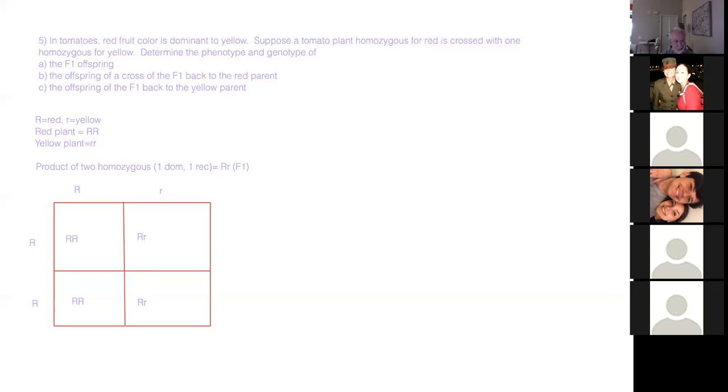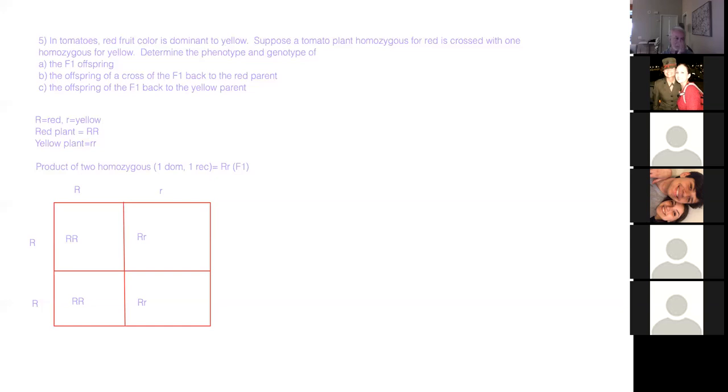Okay. So the phenotype and genotype of the back cross of F1 to a red parent: I would get 50% big R, big R, 50% big R, little r. Those are my genotypes. I would also get what as far as color? It would be 100% red, because red is dominant to yellow. So the heterozygotes, the big R, little r's, are going to come out as red.